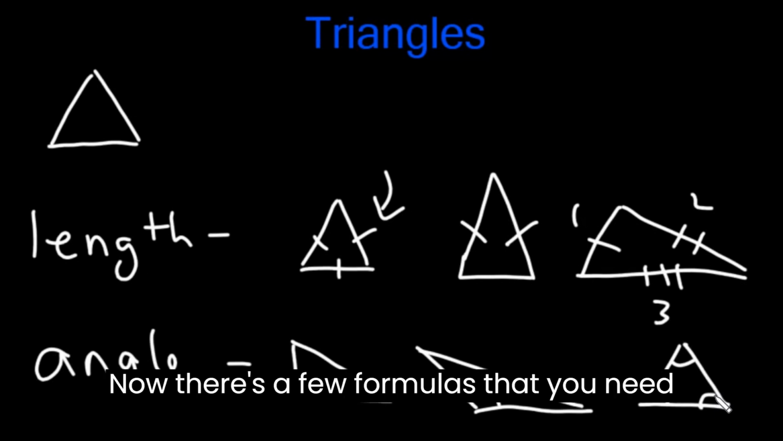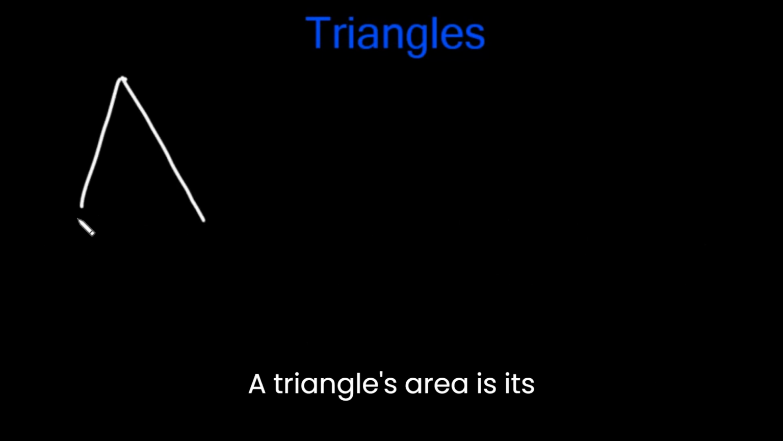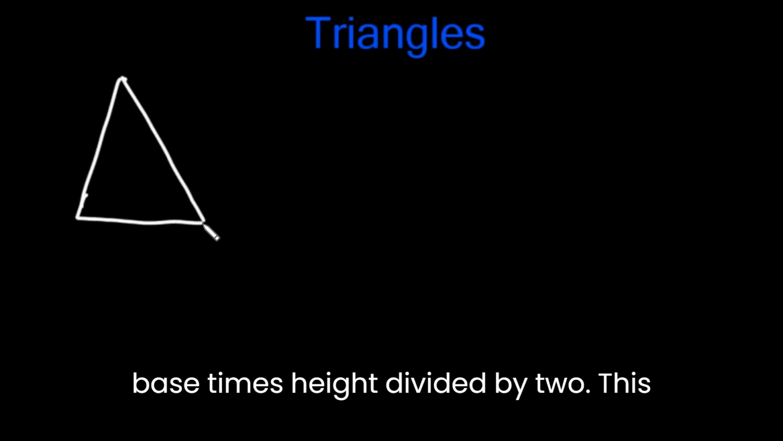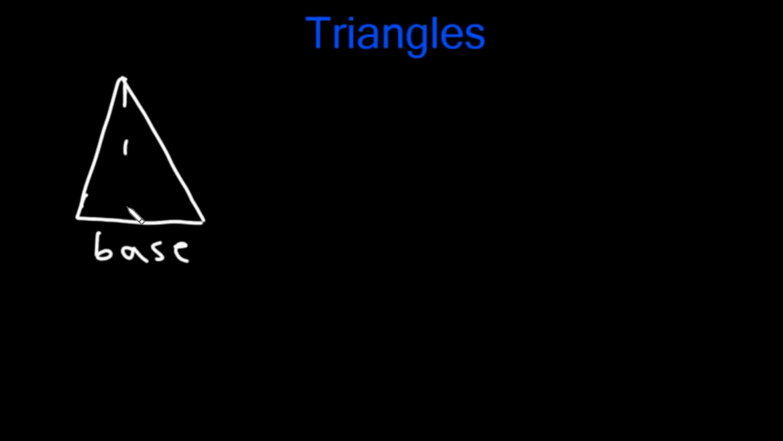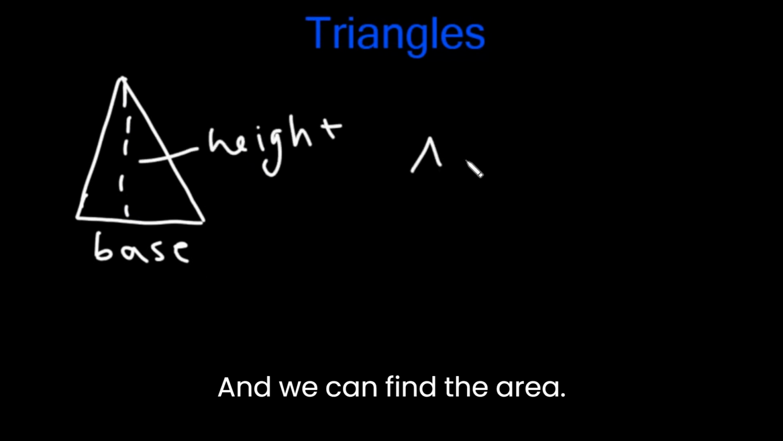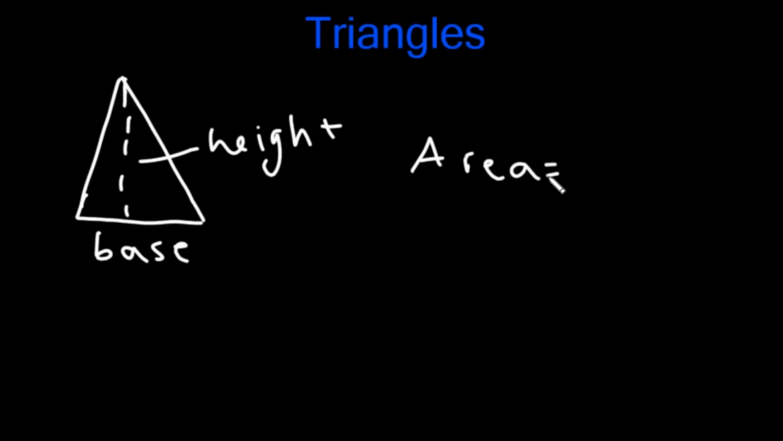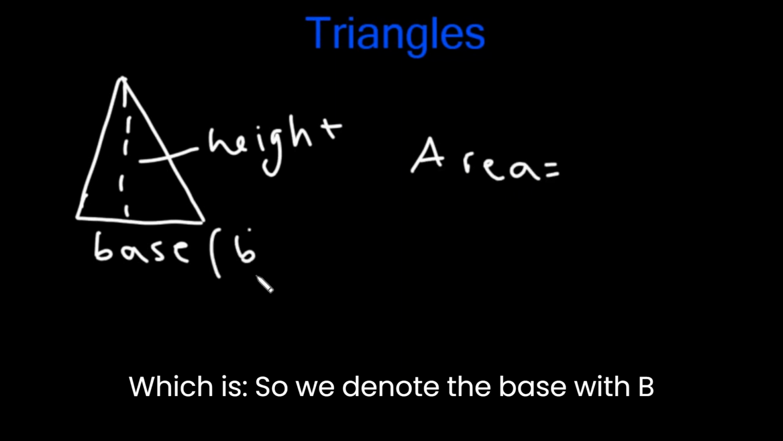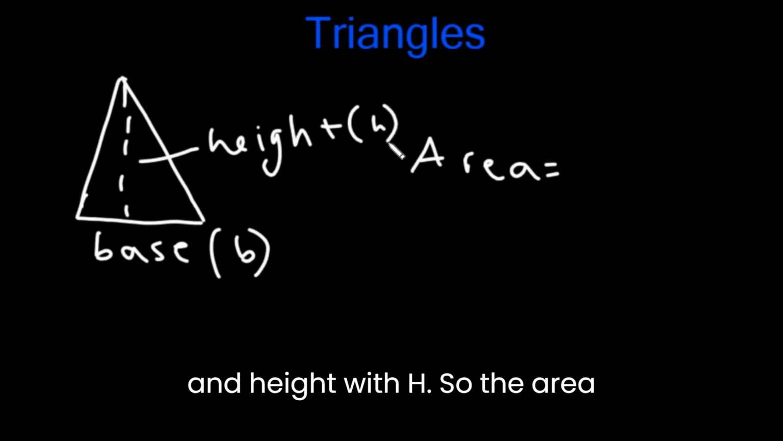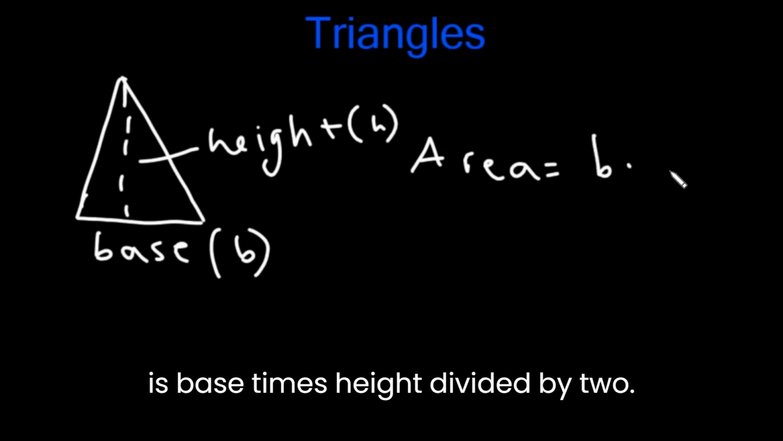Now, there's a few formulas that you need to know for triangles. A triangle's area is its base times height divided by 2. This is the base, this is the height, and we can find the area. We denote the base with b and height with h. So the area is base times height divided by 2.